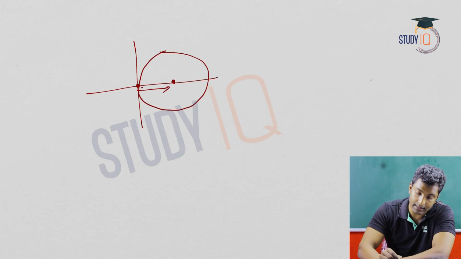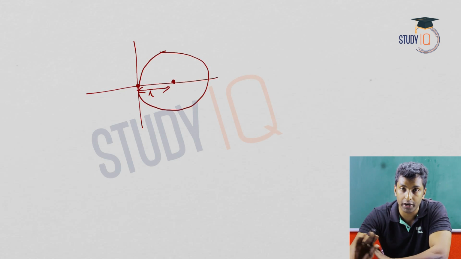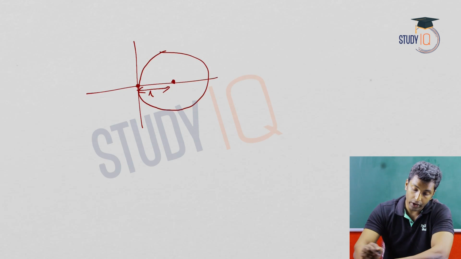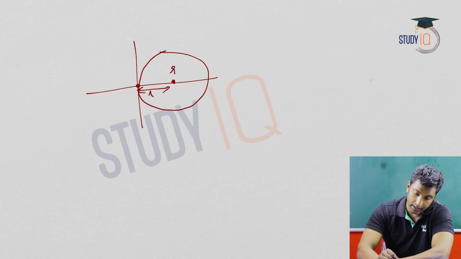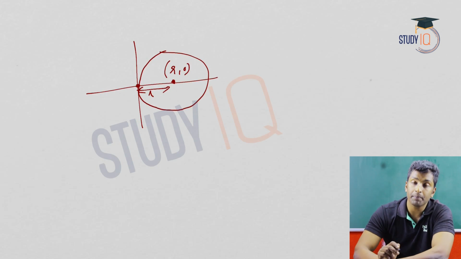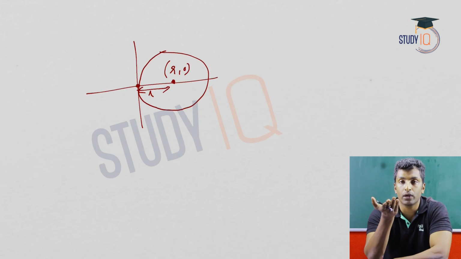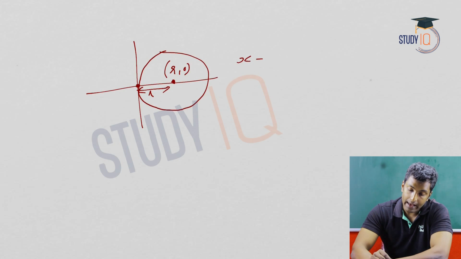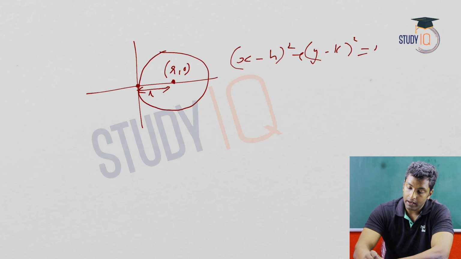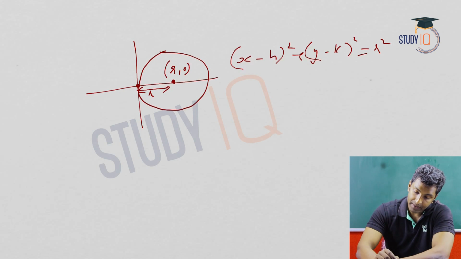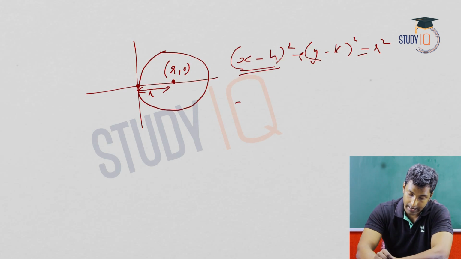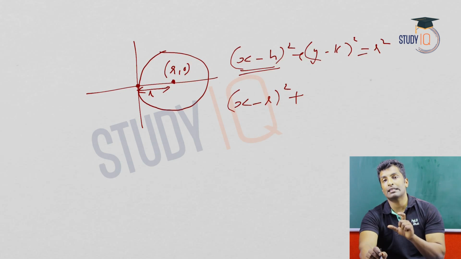That means this distance is clearly your r. No need to have any doubt, right? That's your radius. So this point is now going to be (r, 0), because the y coordinate is 0 on the x-axis. So (x minus h) whole square plus (y minus k) whole square equal to r square will become, what is your h? h is your r, right? So (x minus r) whole square plus (y minus k) is 0, right?